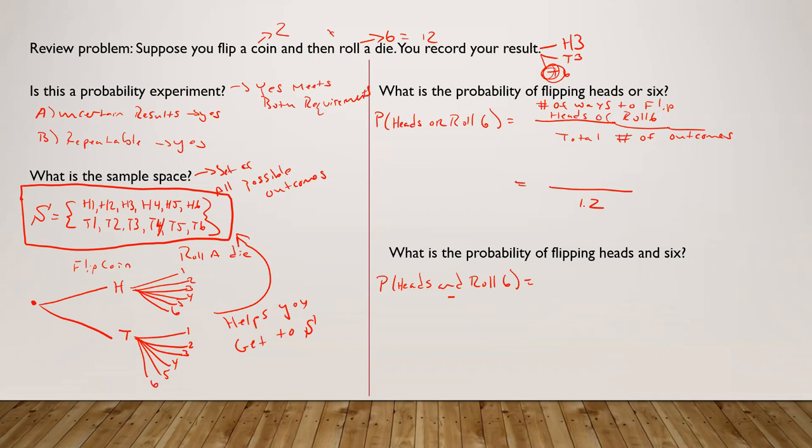Looking at our sample space here, H1, is this a head or a six? Yes. Is H2 a head or a six? Yes, yes, yes. Now, is T6 a head or a six? It is, right? Does this have either a head or a six in it? Yes, it sure does. So how many ways can you get a head or roll a six? So this answer is 7 out of 12.